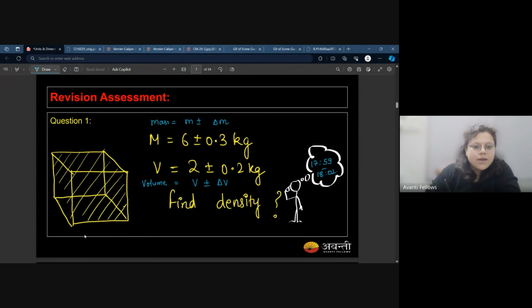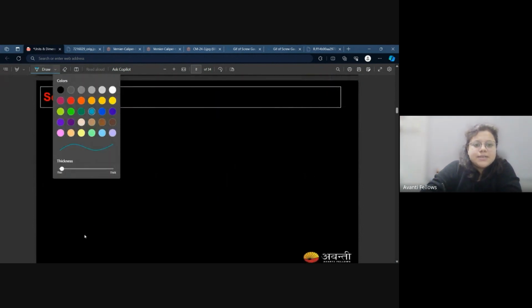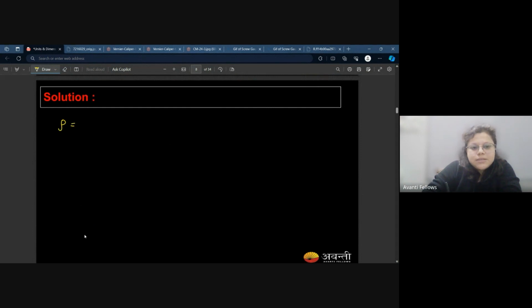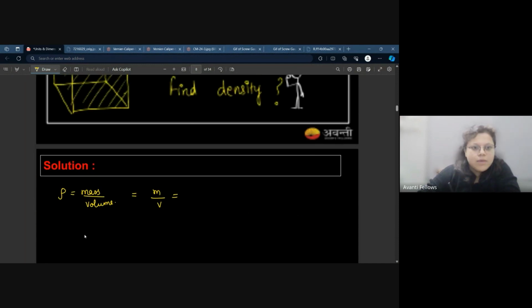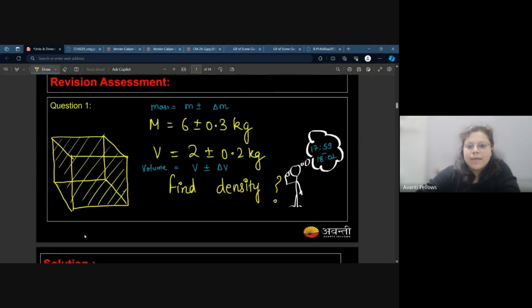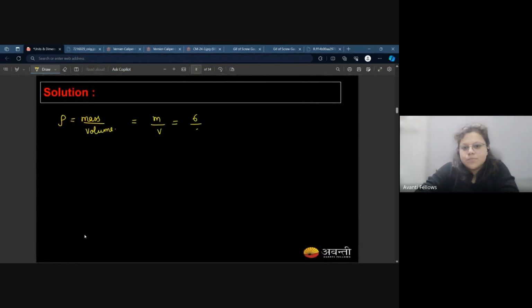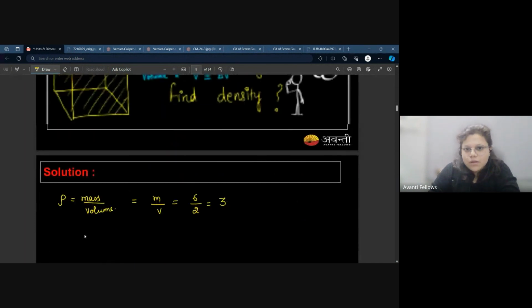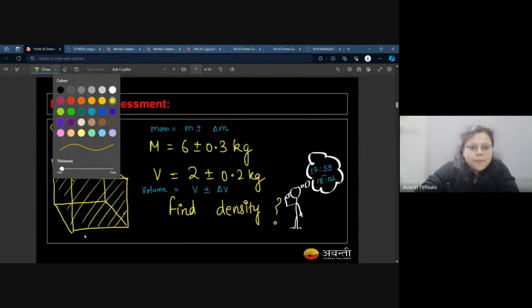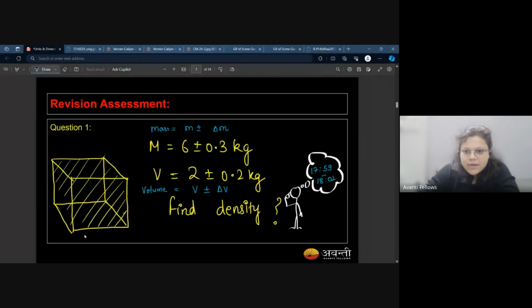Okay? Now, let's come to the density. Since I know that density is nothing but the mass per unit volume, first calculate the true value, and that would be M by V. When you make the comparison over here, you will get M is equal to 6 and V is equal to 2. Just substitute these values over here. 6 by 2 is equal to 3. So this is the true value. Now calculate the error also. Actually, there's a mistake. I wrote it as kg.